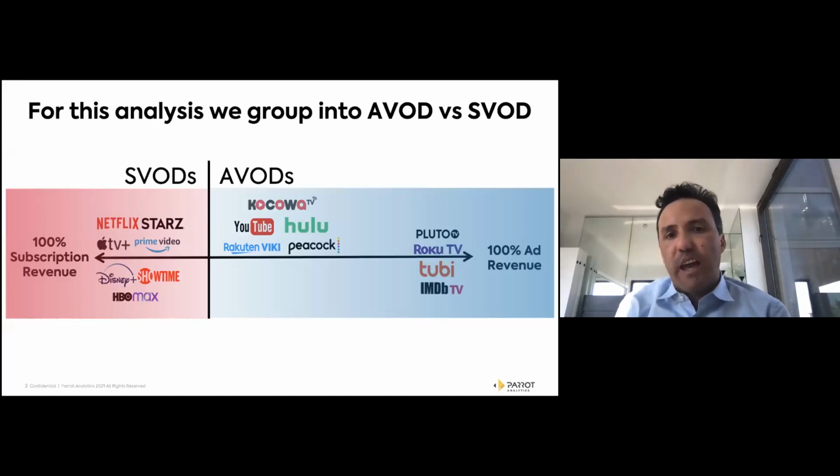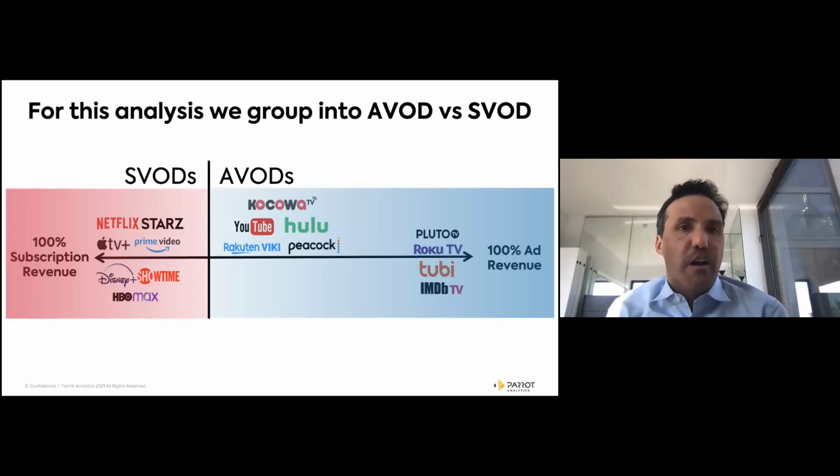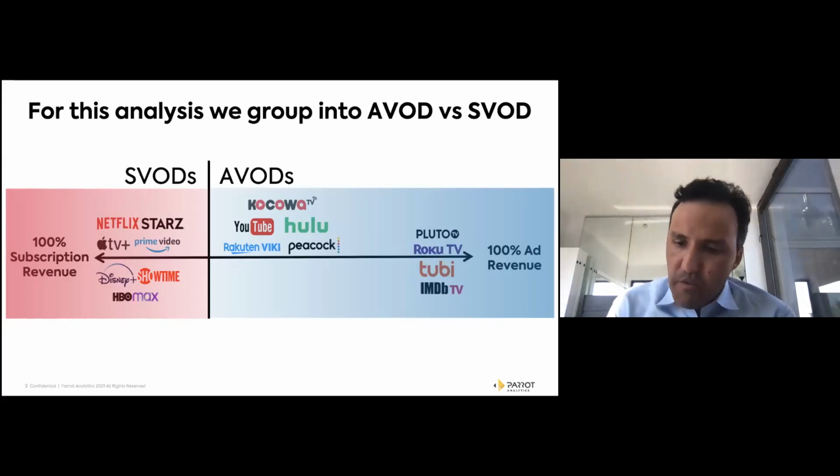And AVODs is any network that depends at some point on ad supported services. So this is the sample of networks that we're using.